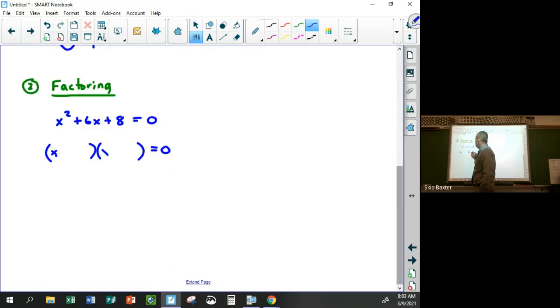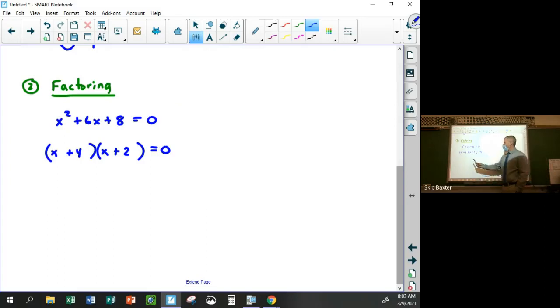that both start with x, and you try and find two numbers that multiply to give you 8 and add to give you 6. So what numbers would work here? They multiply to give you 8 and add to give you 6. 4 and 2. So this would be like x plus 4, x plus 2. This is all familiar to you, right?